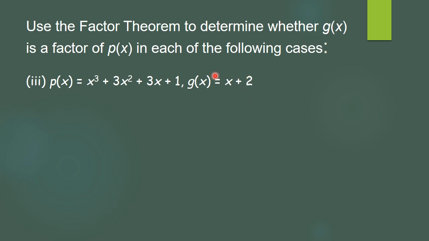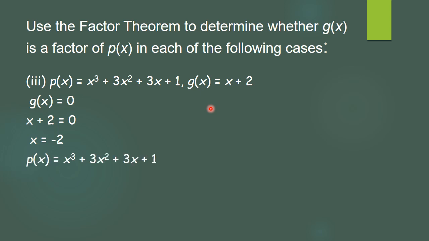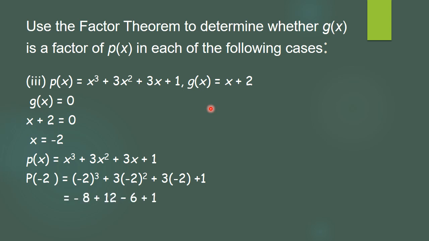To check whether g of x is a factor or not, first we'll equate x plus 2, that is g of x, to 0. So x plus 2 is 0. From that we get the value of x as minus 2. We will calculate now p of minus 2. So first write p of x. Now we'll write p of minus 2. Now to calculate p of minus 2, replace x by minus 2.